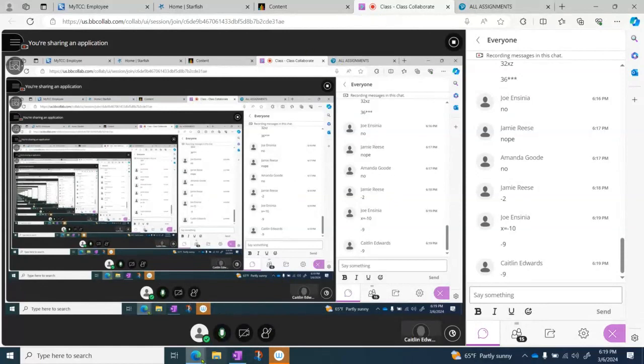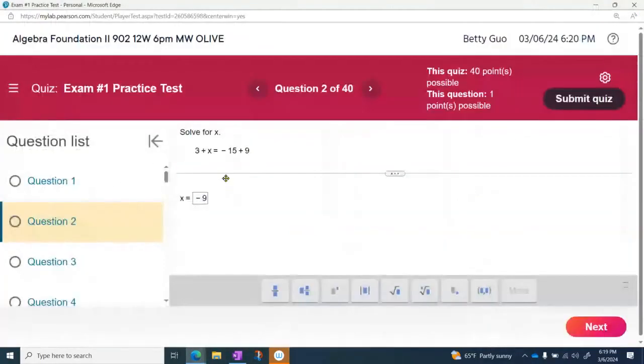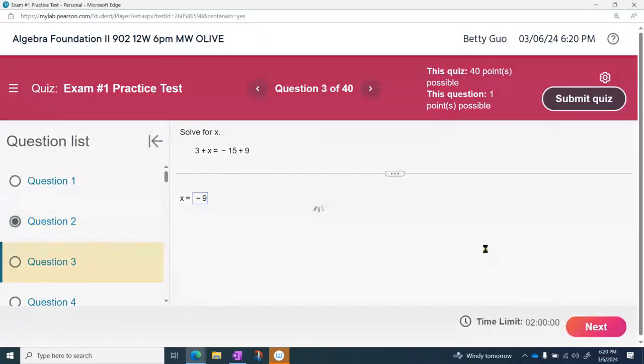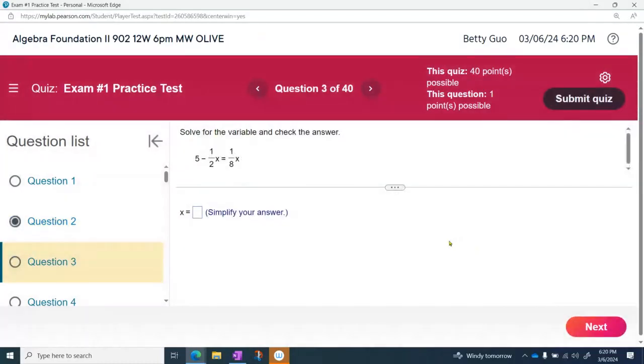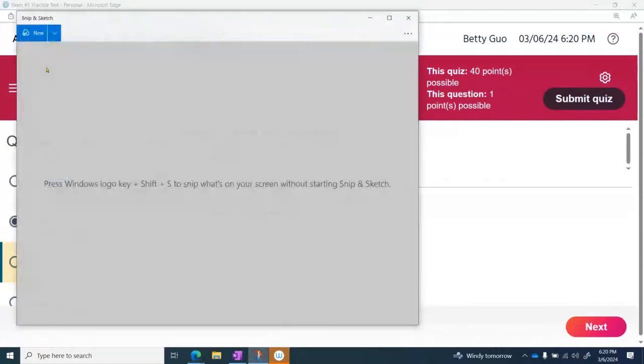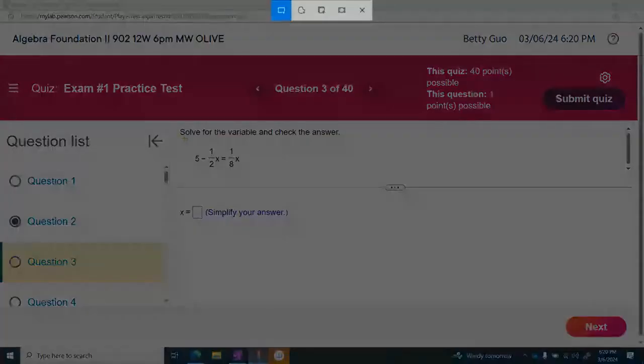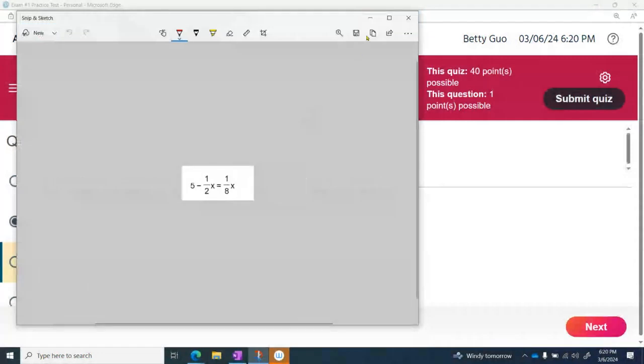The equation here is 3 plus x equals negative 6. So only when x equals negative 9, the equation is true. It's a conditional, right? The equation is true only when x assumes the value of negative 9. So double check your answer. Next, this is an equation involves fraction. Okay, let's try this one.